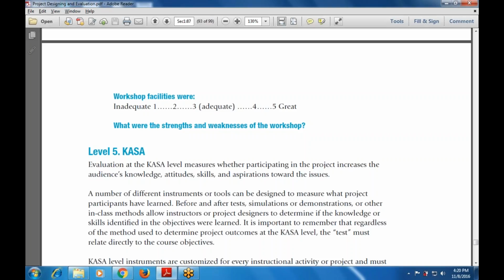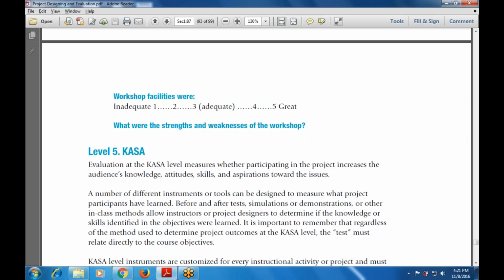Evaluation at the KASA level measures whether participating in the project increases the audience's knowledge, attitude, skills, and aspiration towards the issues. A number of different instruments or tools can be designed to measure what project participants have learned. What are we going to learn, and why are we going to learn it?